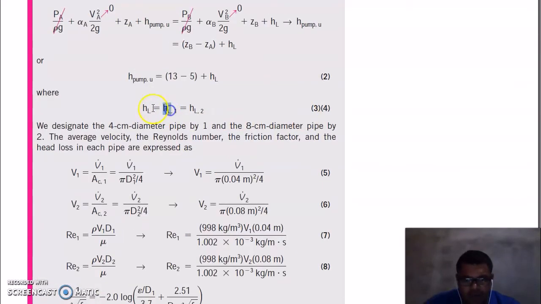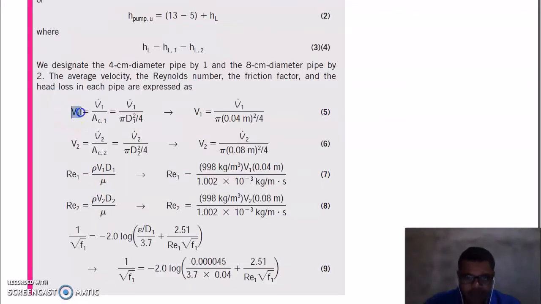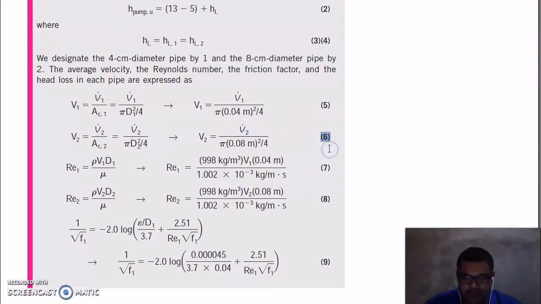So this is also one of the equations, and this is equation number 4. So here we have 4 equations. Now we can find the velocity in the first pipe and second pipe, which is volume flow rate upon cross-section area of the pipe. And this is your velocity in the first pipe, this is velocity in the second pipe. Now in this equation again we have two unknowns, so we can't solve these equations. So we'll assign it 5 and 6.